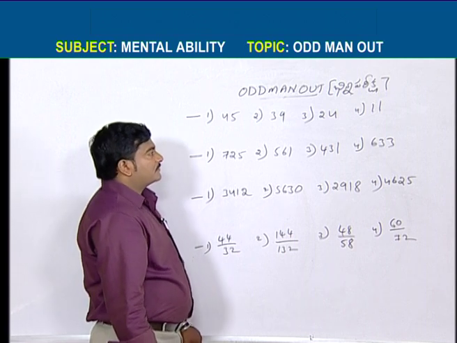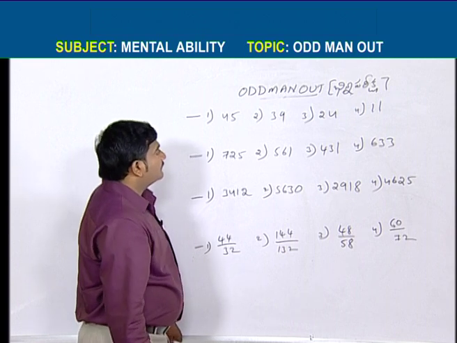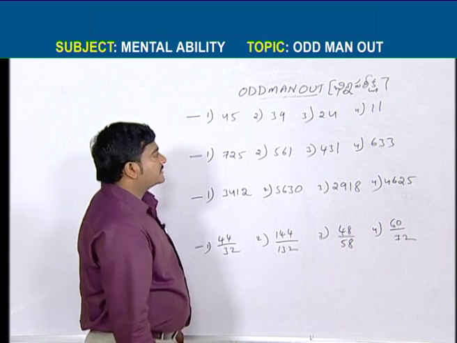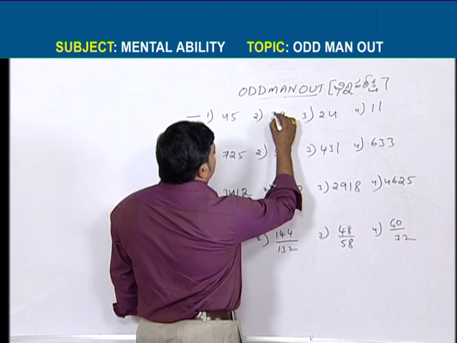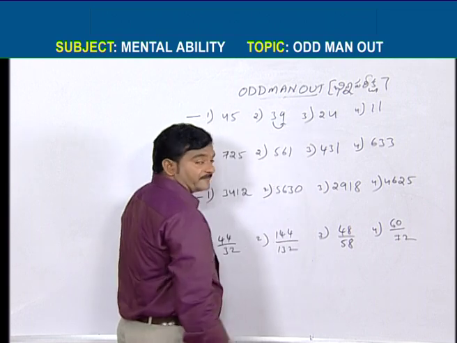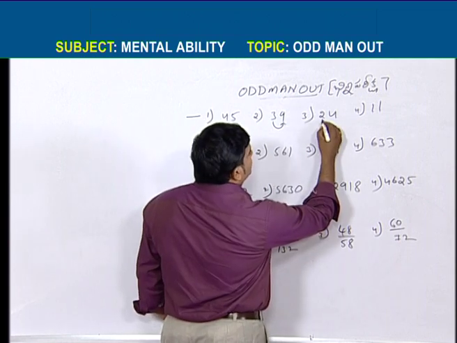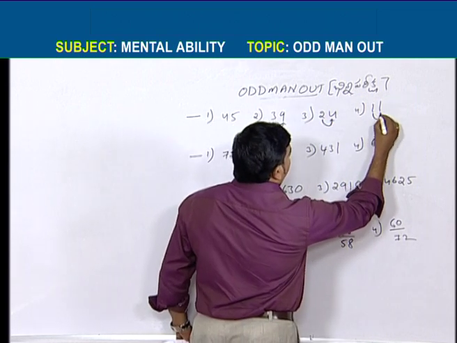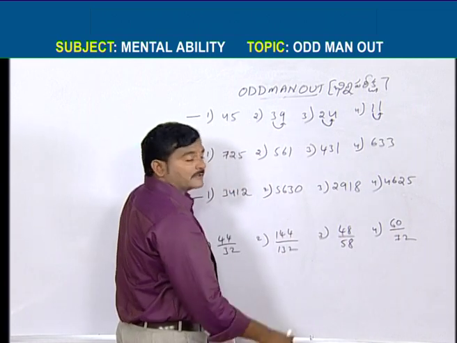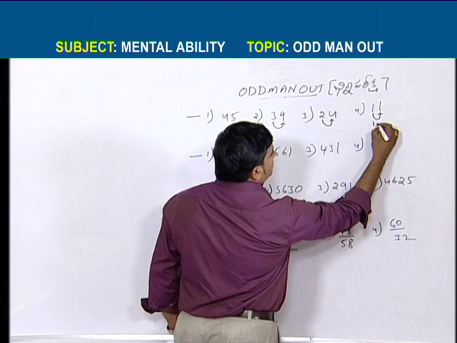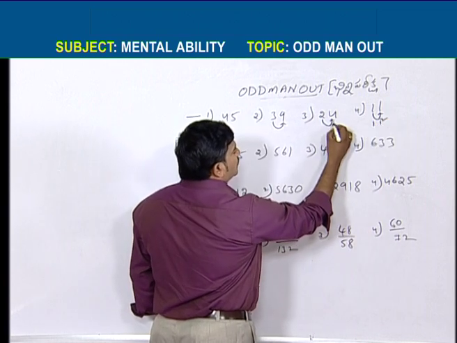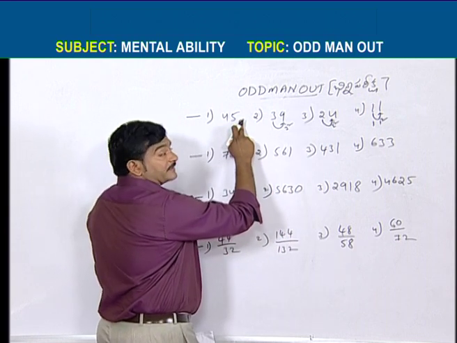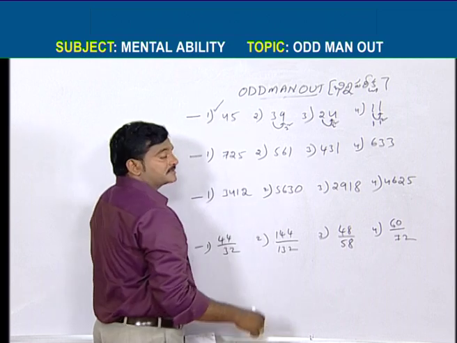Looking at the first question, are you getting any idea? 45, 39, 24, 11. It's a logical thing. This is 3 square, right? This is 2 square. And this is 1 square. This is 2 square, this is 3 square. Then 4 is there, so you have to get 4 square. Is it 4 square? No. That's why this is the answer.